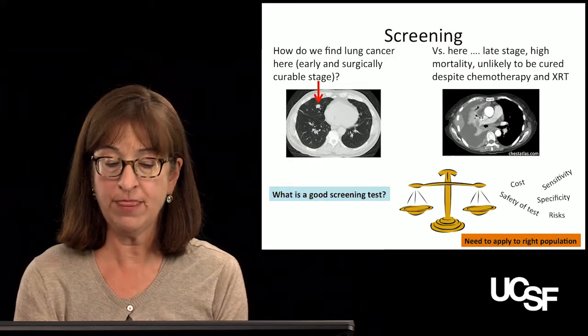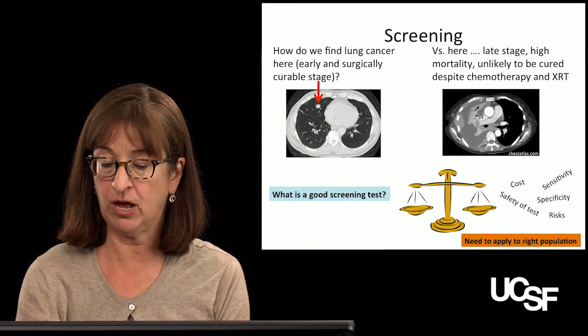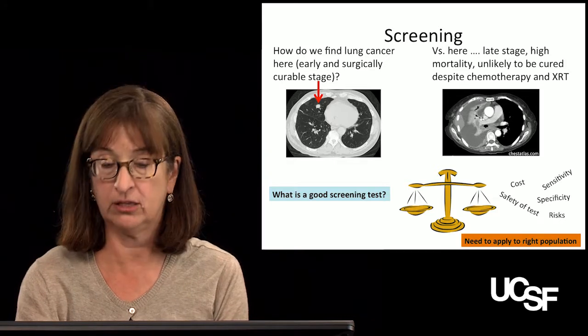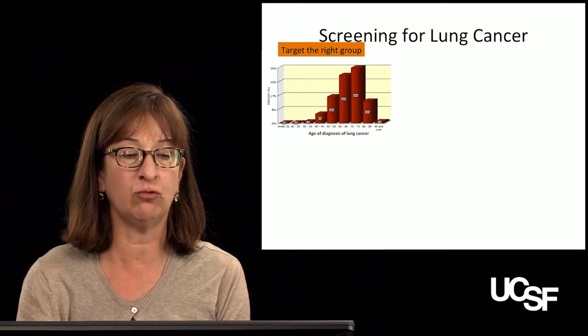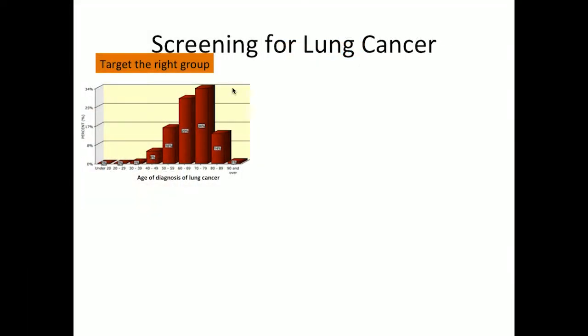So one thing about a screening test is we need to apply it to the right population to get the best results. Now, targeting the right group. Again, we talked about most lung cancer presents in the 60 to 70-year-olds, so we would want to target patients, pick them up perhaps all the way down to 50, and depending on the various recommendations, we would screen up to 74 or up to 80.